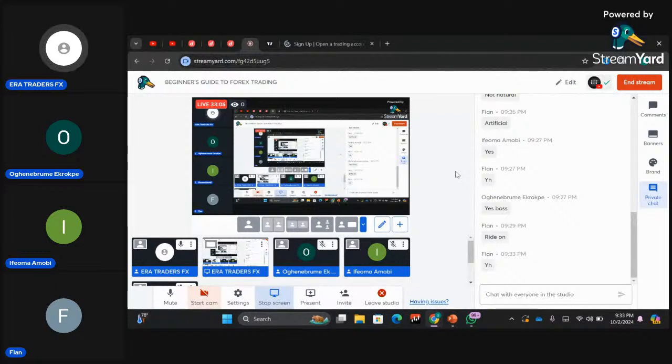Now, like I said, we are using tools. Do you understand? We are using tools, and one of the tools I talked about was TradingView.